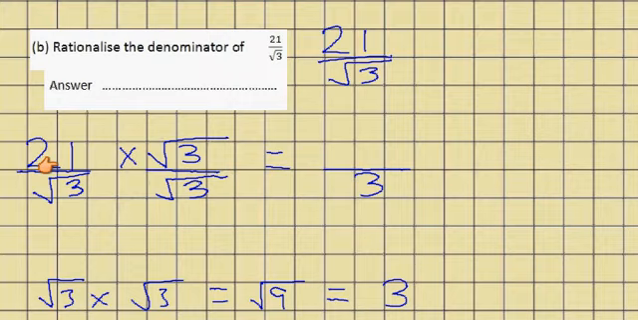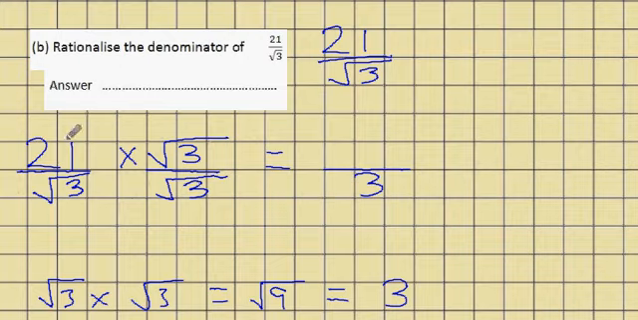Any number divided by itself gives you 1. So all we're really doing is multiplying 21 over root 3 by 1. And any number times 1 stays the same. So we're not changing its value, we're just changing its format. We're just changing the denominator so it's not an irrational number. We're making it so it's a rational number, which is what we're being asked to do.